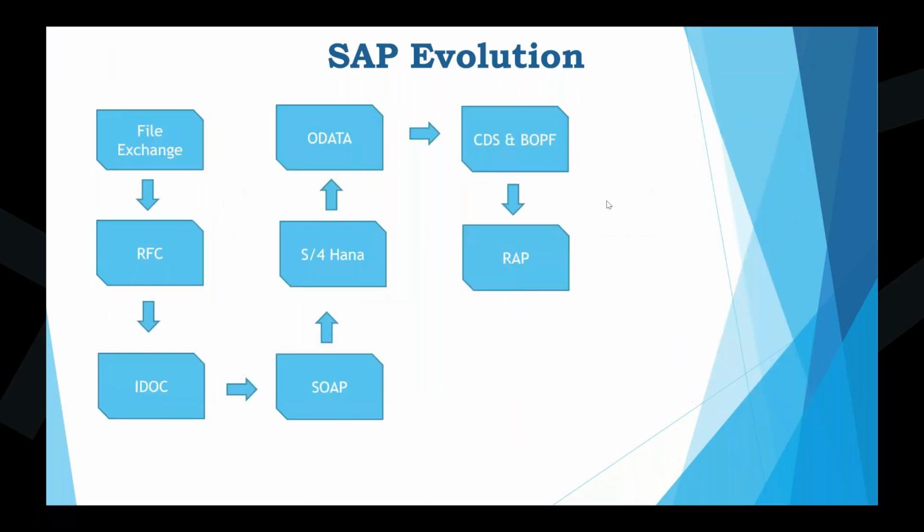Coming back to the picture which I'm showing right now, it does not depict any priority index for using the technology. I'm not saying that file exchange was the first one to come and RFC the second one. I'm just showing you a hierarchical diagram of what evolution has come in SAP. It is just a representation of the arrival of different techniques in different sequences. Clear? Okay.